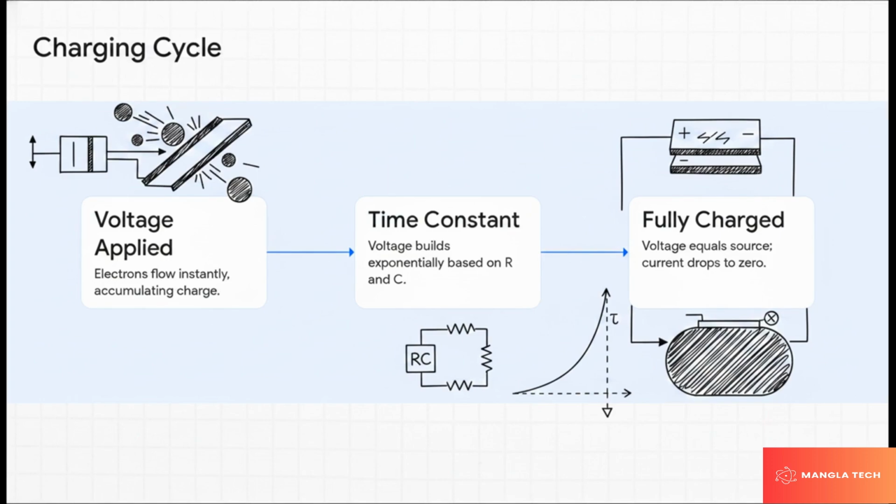First, the exact moment voltage is applied, electrons flow instantly, rushing right onto the plates. Second, as the plates fill up, the capacitor starts pushing back. The voltage builds exponentially, governed by what we call the RC time constant, which is a delay dictated entirely by the resistance and capacitance in the circuit. Finally, once the capacitor is fully charged, its internal voltage perfectly matches the source voltage. At that exact moment, all current flow completely drops to zero. The tank is officially full.